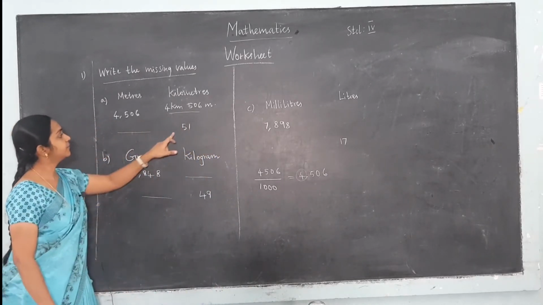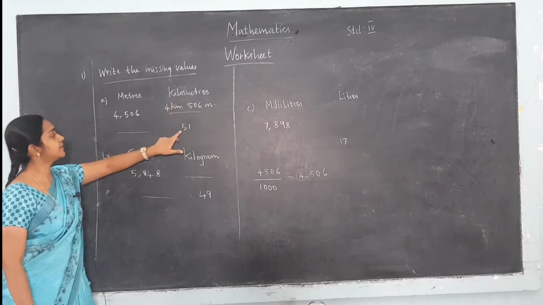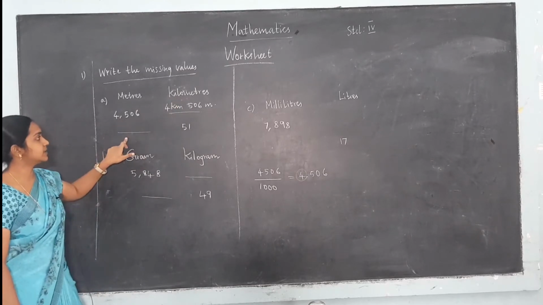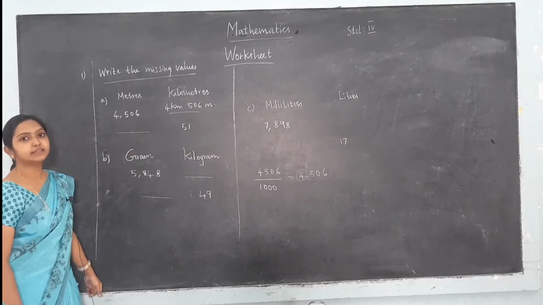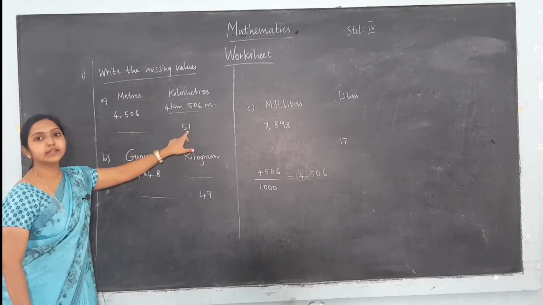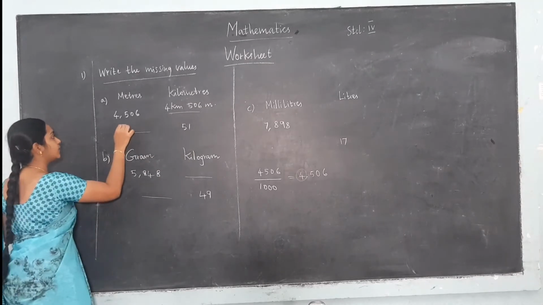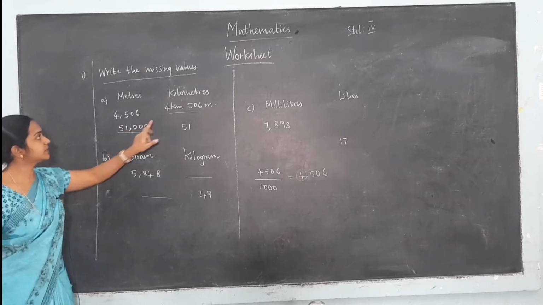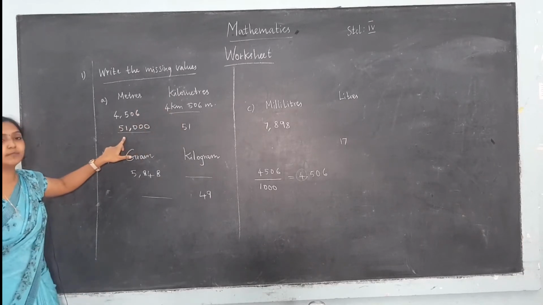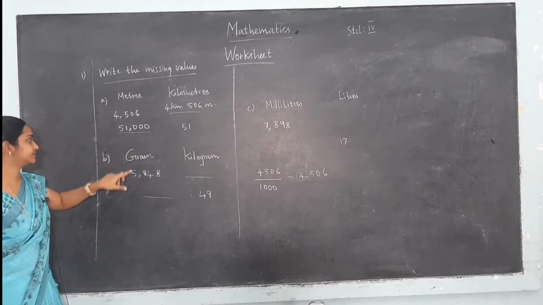Next 51 kilometer. We have to convert kilometer into meter. To convert kilometer into meter, we have to multiply by 1000. 51 into 1000 is 51,000 meter. To convert kilometer into meter, we have to multiply it by 1000.